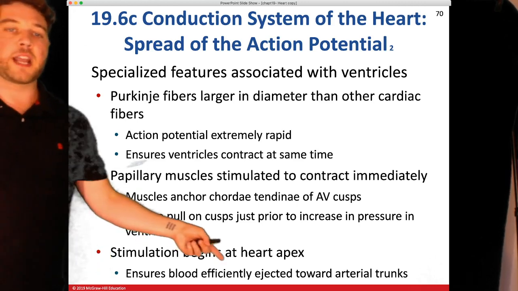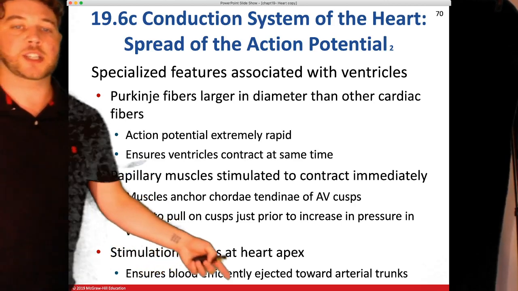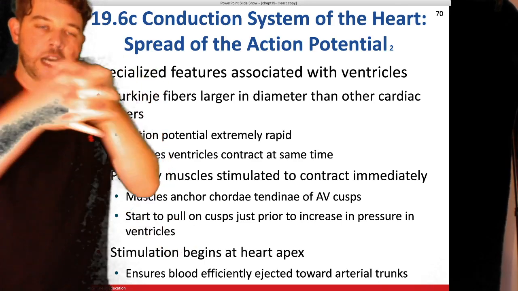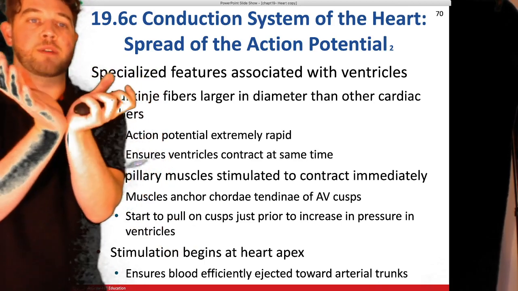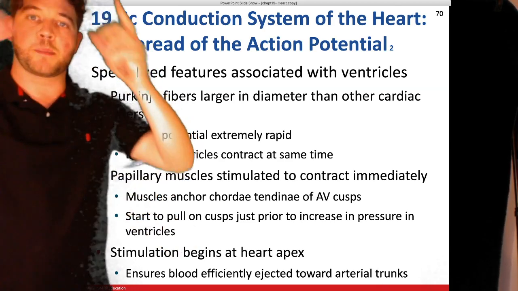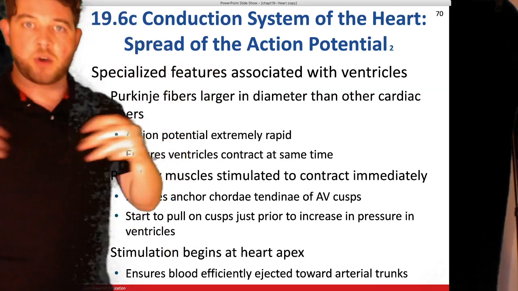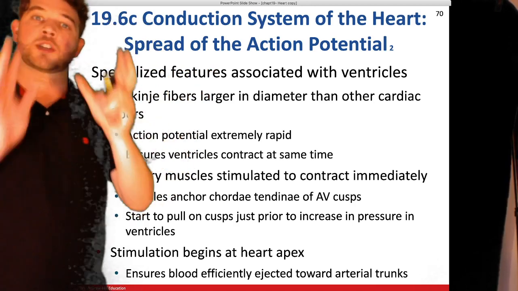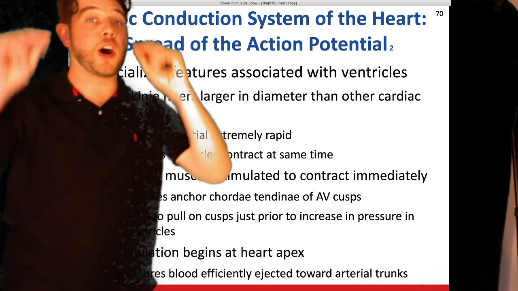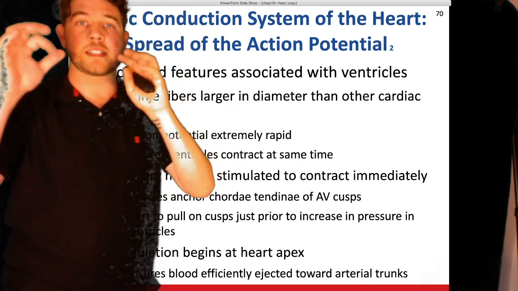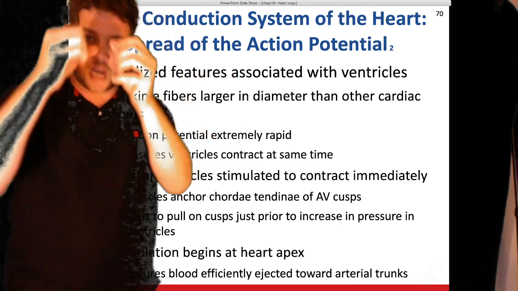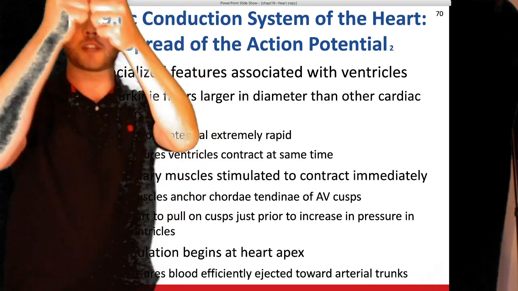Stimulation begins at the heart apex and ensures blood is efficiently ejected toward the arterial trunks. So even though they are contracting together, it really is going from the bottom around and making sure that the ejection goes up and not just down or sideways. The ejection is superior. Same thing with the atria. They contract almost instantaneously. Almost all cells contract instantaneously, except there is just enough delay to make sure that the atria contract inferiorly and the ventricles contract superiorly.